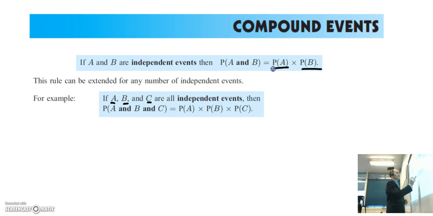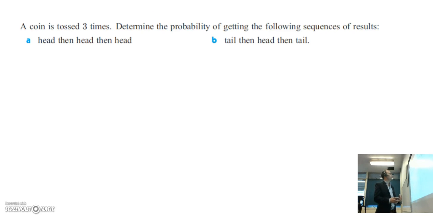A, B, and C. If we had three events, the probability of each happening, we multiply them together again. So A by B by C. Let's look at an example of that. If a coin is tossed 3 times, determine the probability of getting the following sequences of results.